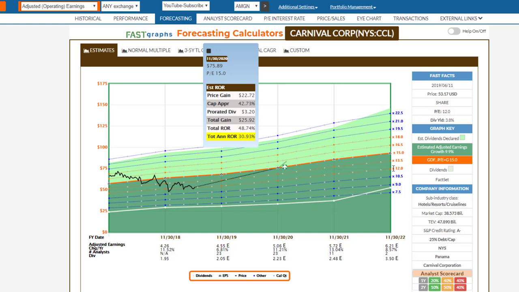I'm buying it at 12 times current earnings, and I'd be looking at valuing it at 15 times the larger earnings out here in November of 2020. That would give me a 30.9% annualized rate of return. It would give me a pure total rate of return of about 48.75% between now and November of 2020. So that's very attractive looking.